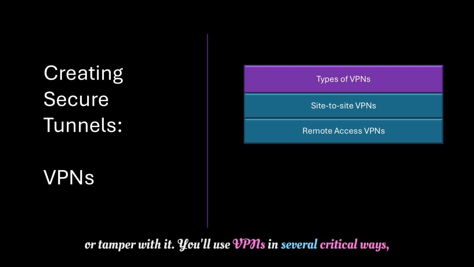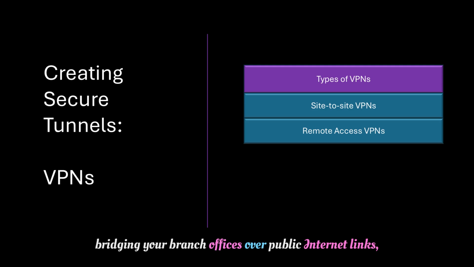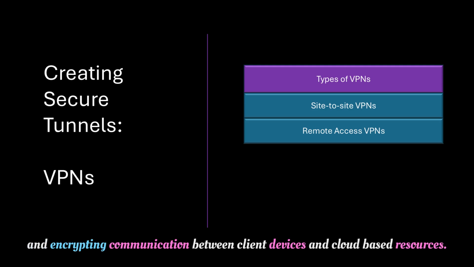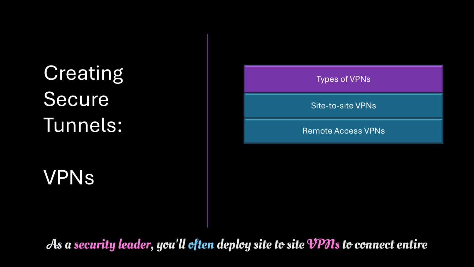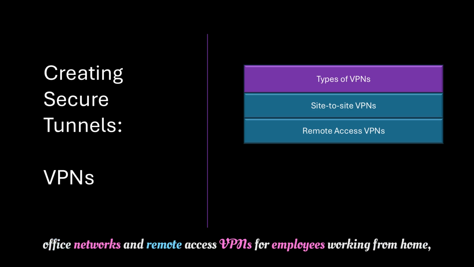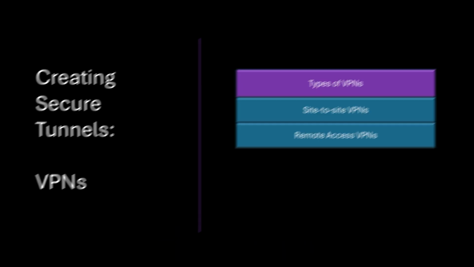You'll use VPNs in several critical ways, such as connecting remote users securely to your internal network, bridging your branch offices over public internet links, and encrypting communication between client devices and cloud-based resources. As a security leader, you'll often deploy site-to-site VPNs to connect entire office networks and remote access VPNs for employees working from home, in transit, or across the globe. These tunnels form the backbone of secure connectivity in your distributed environment.